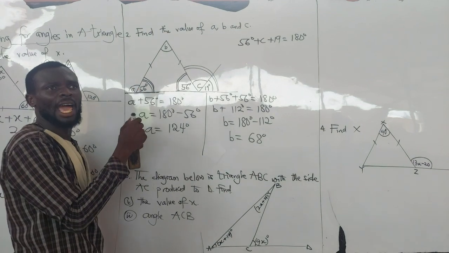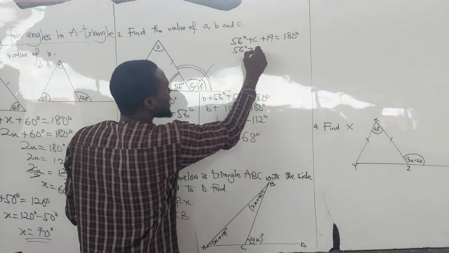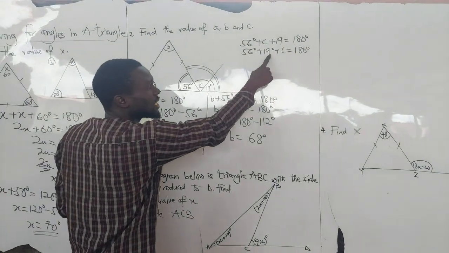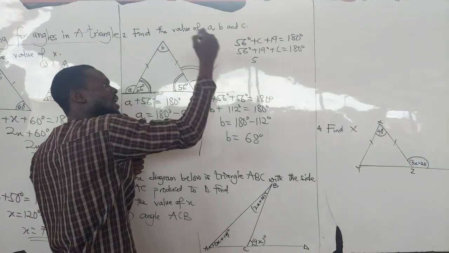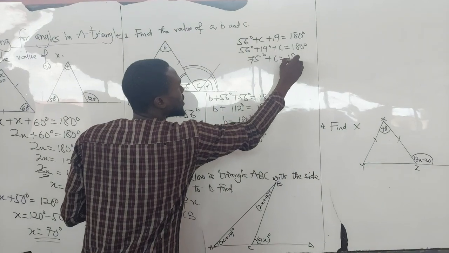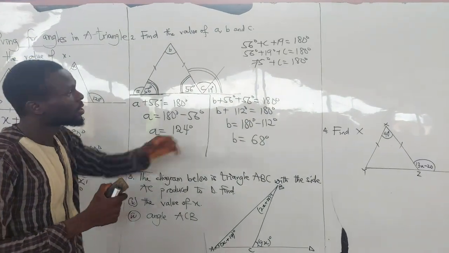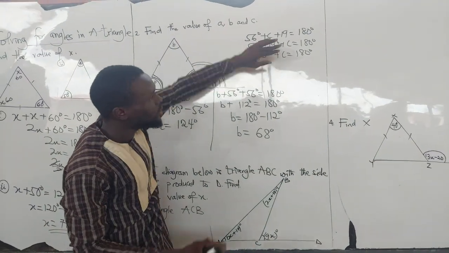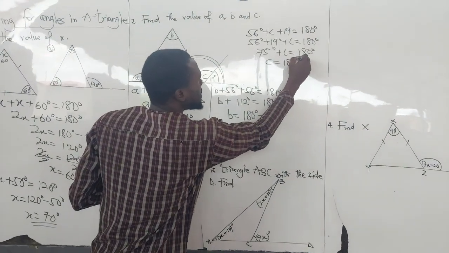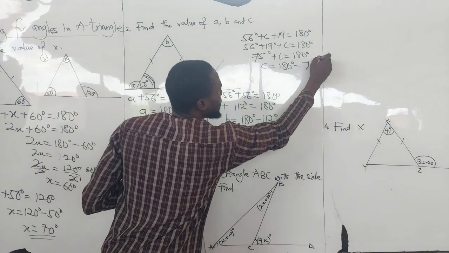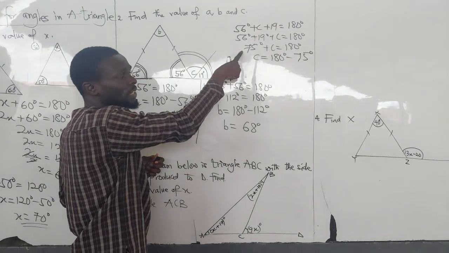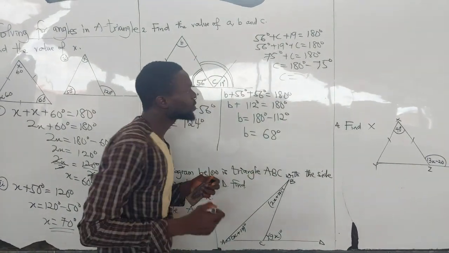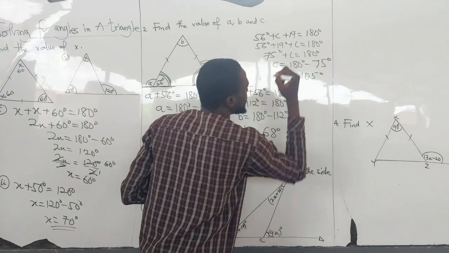So here, what do we do? You group like terms. So we can say 56 degrees plus 19 degrees plus C is equal to 180. So now you add. This and this is giving you 75 degrees plus C is equal to 180. Here you want C to stand alone. C is equal to 180 degrees minus 75. The reason why the minus is here is because the sign in front of the 75 is positive, so it's giving you a negative value. So C here is going to give us 105 degrees.